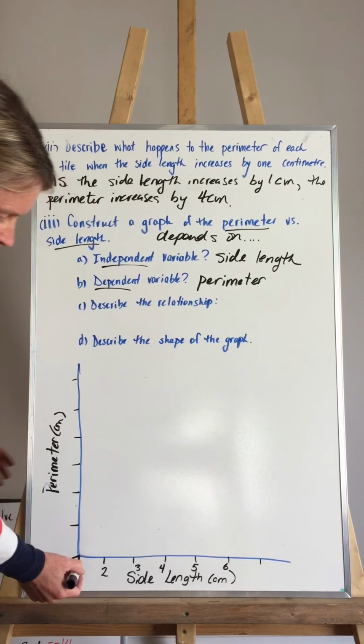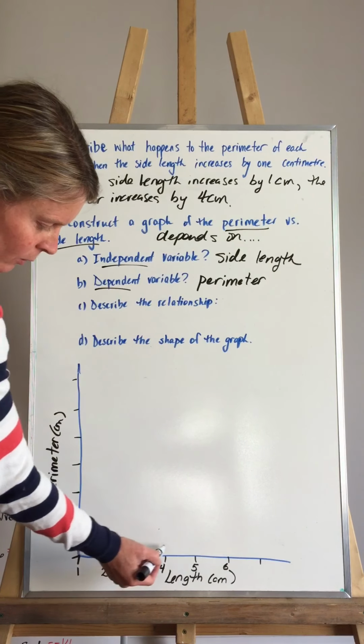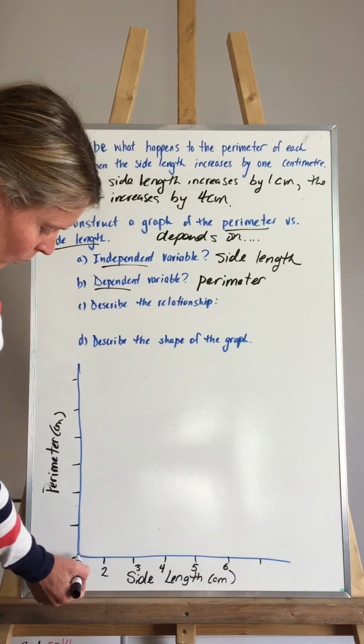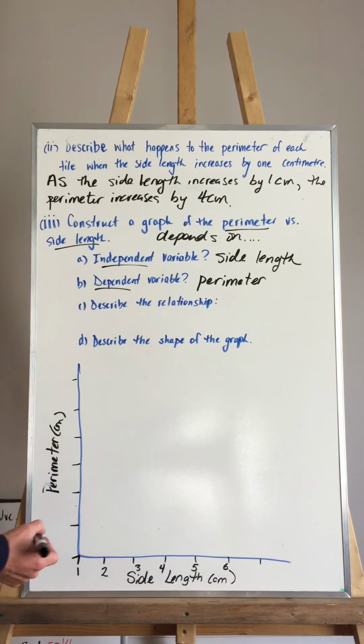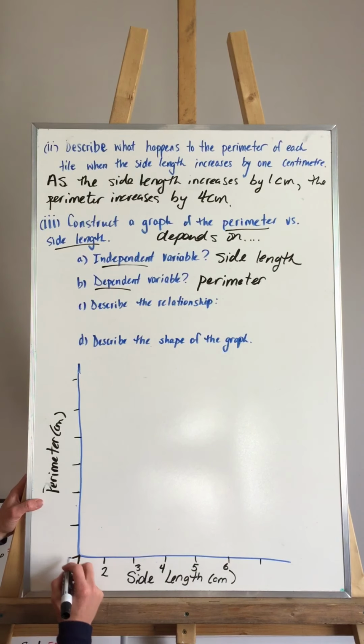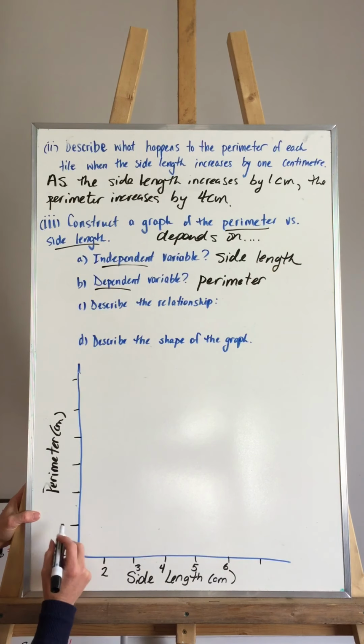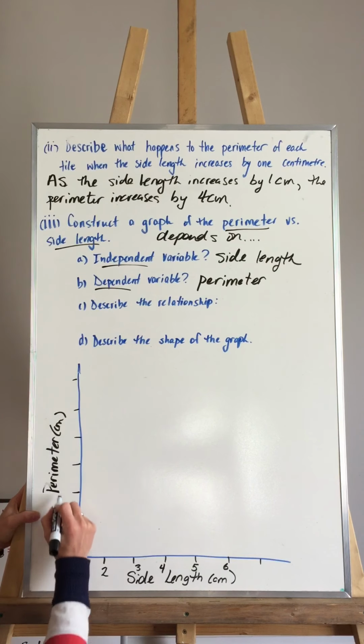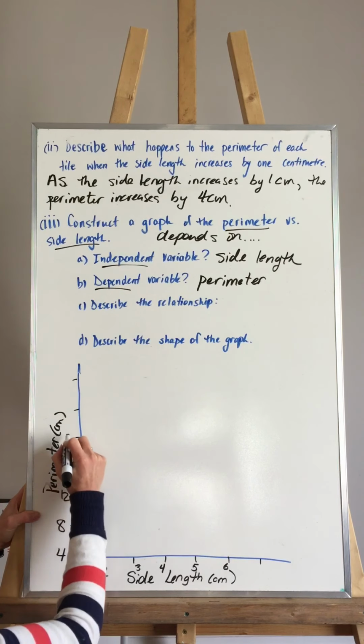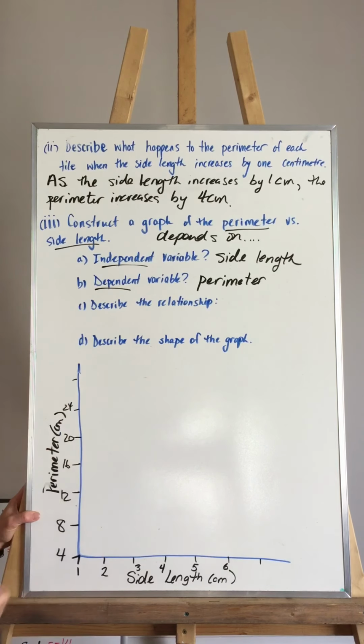Okay, so we have our side length going up by 1. That's our scale for side length, starting at 1. Our perimeter, I'm going to start at 4, because same thing, I'm not going to have a perimeter of 0. So I'm going to start at 4 and go up by 4s. You could go up by 2s. You could go up by 1s, but it would have to be small lines, right? I'm going to go up by 4s. So 4, 8, 12, 16, 20, 24.